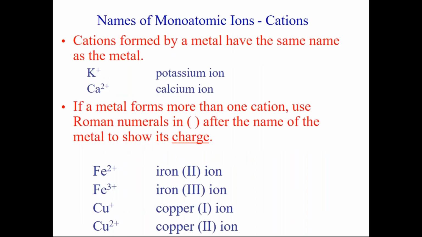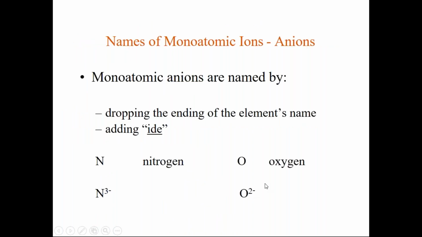But when it comes to the transition metals, they have different charges. In order to know which charge they have, we have to use brackets. When we have the iron 2 ion, we write in brackets 2. When we have the iron 3 plus ion, we write in brackets 3. But when it comes to anions, we have to change their names. Monoatomic anions are named by dropping the ending of the element's name and adding -ide. For example, nitrogen will become nitride, and oxygen will become oxide.